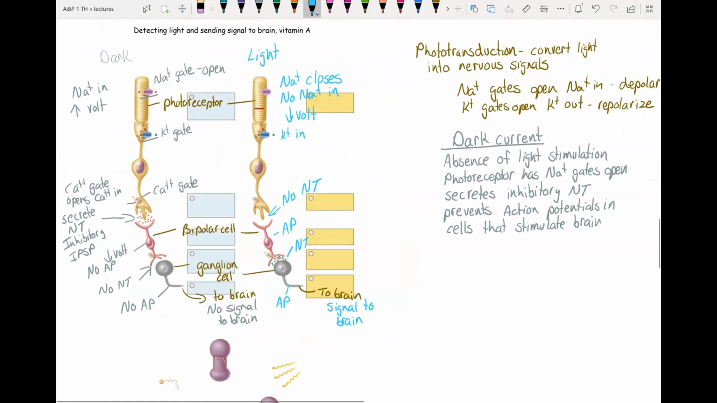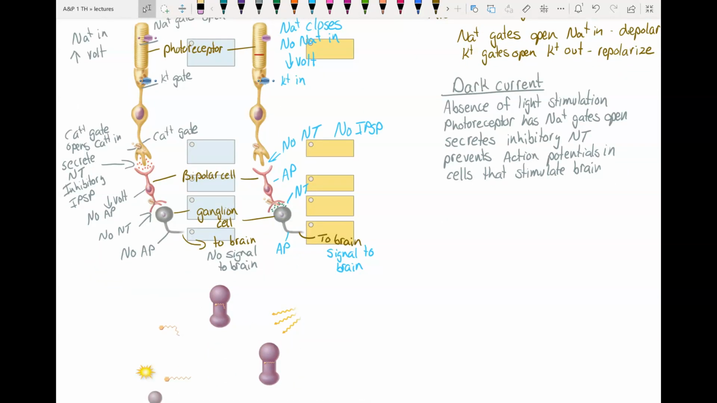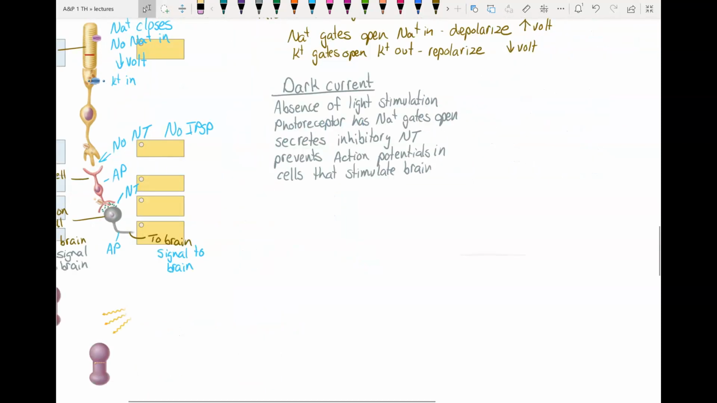Okay, so light actually turns off your photoreceptor, and you lose that inhibition. There's no IPSP. And in the absence of inhibition, the other two cells will have action potentials and signal the brain.